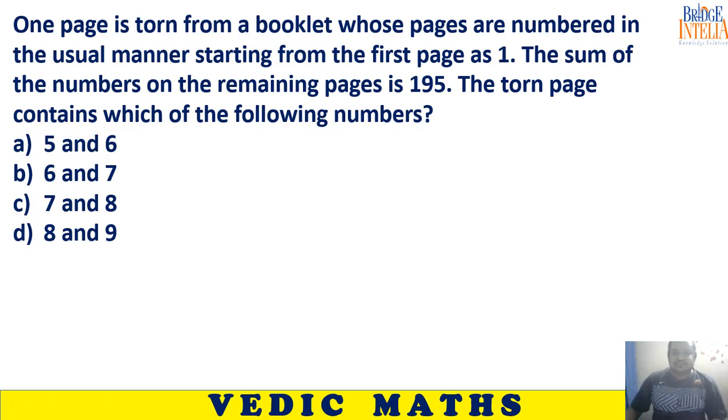Let's see one last question. One page is torn from a booklet whose pages are numbered in the usual manner, starting from the first page as 1. The sum of the numbers on the remaining pages is 195. The torn page contains which of the following numbers?